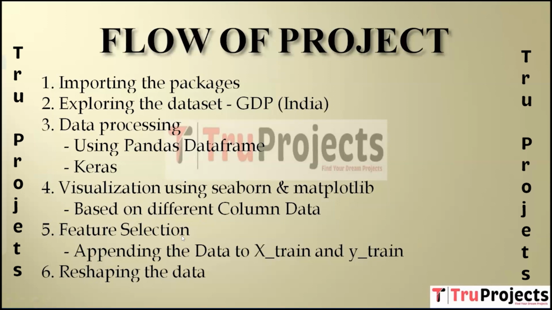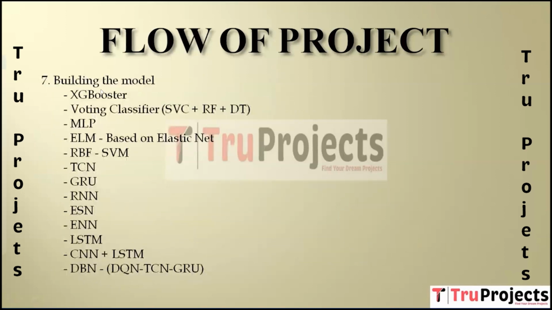Next here we have feature selection. Features are selected and the data is structured by appending it to xtrain and ytrain, where xtrain represents features and ytrain represents labels. The next here we have reshaping the data. Data may need to be reshaped to align within the requirements of the specific model, especially deep learning models. The next here we have building the model.